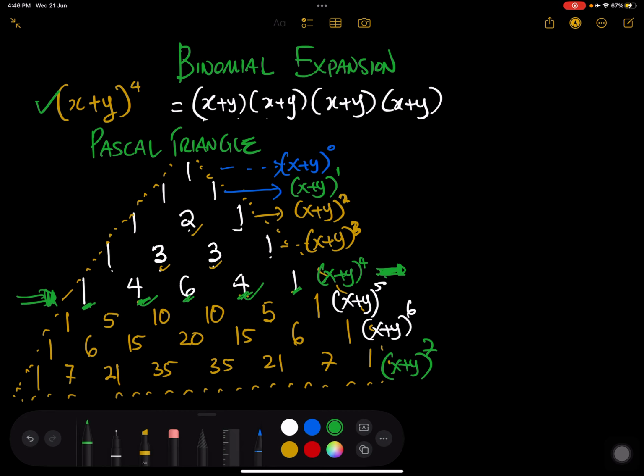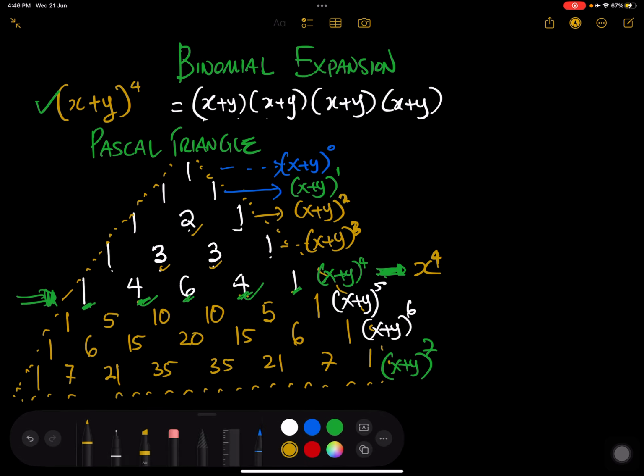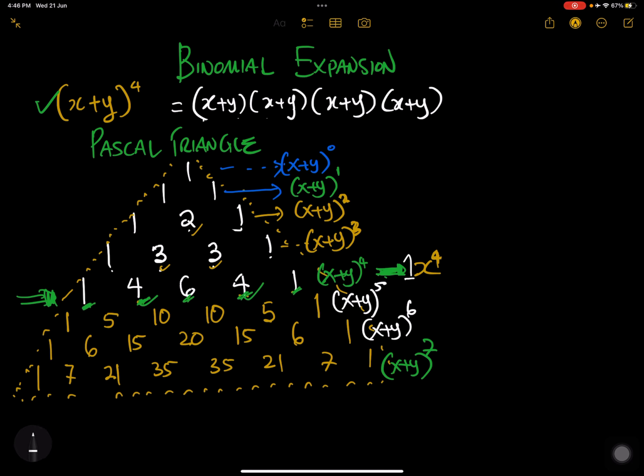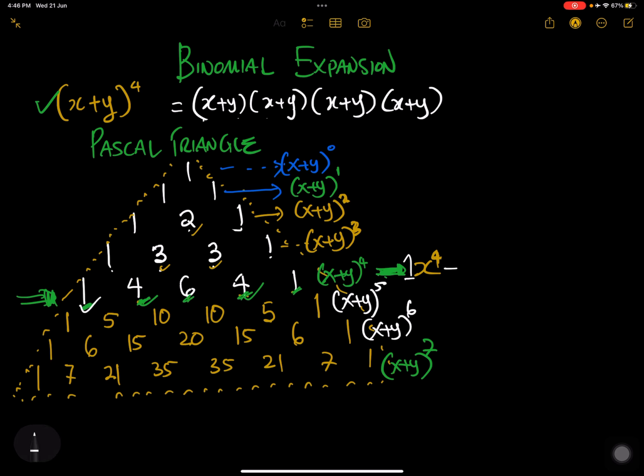So let's see how that works. So the x plus y exponent 4, we are first going to have our x to the power of 4, like this, plus, because the coefficient here is 1. You can see that. This is the first coefficient, it is 1, and we're going to have x to the exponent of 4. The next coefficient is 4. So we're going to have plus 4.